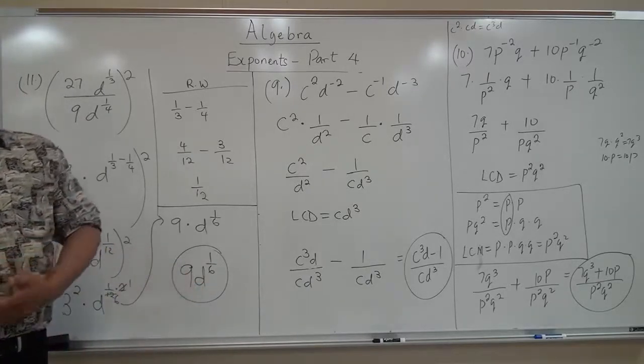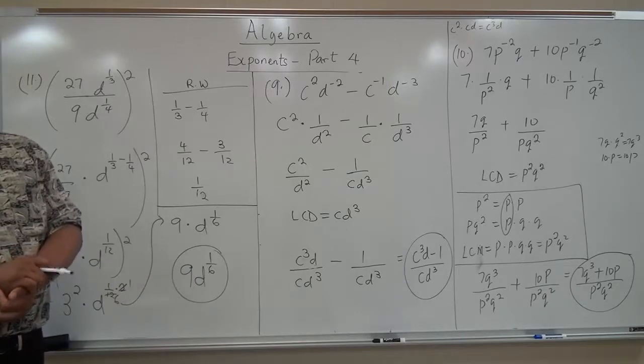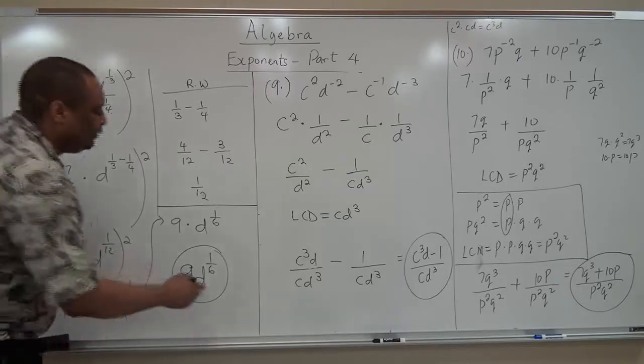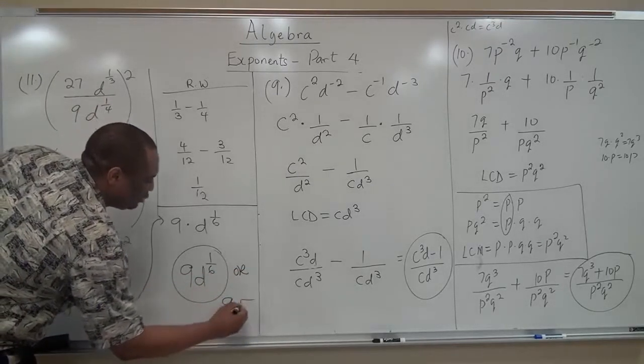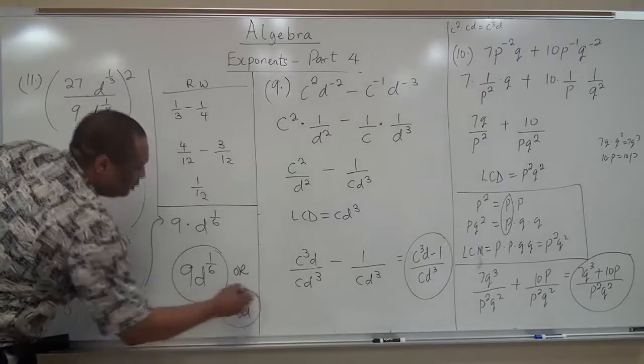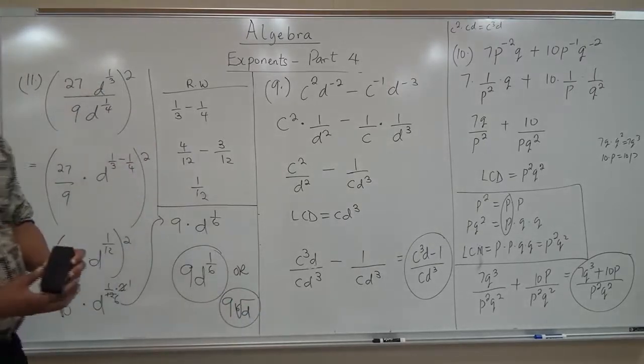Now what if they asked you to leave it as a radical? A radical. What will you do? If they ask you to leave it as a radical, it will be 9 times the 6th root of D. If they ask you to leave it as a radical.